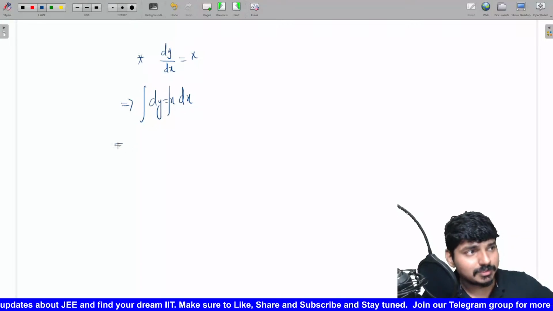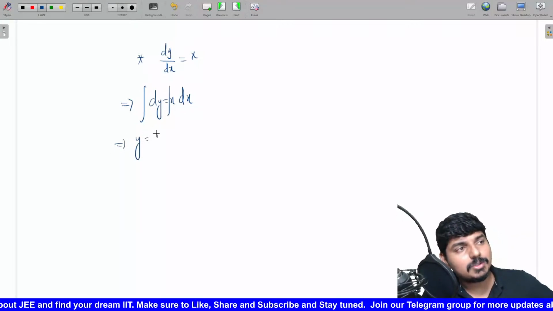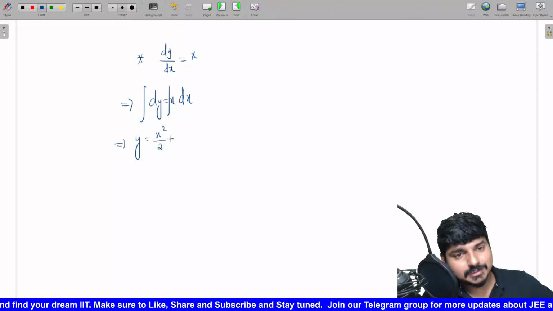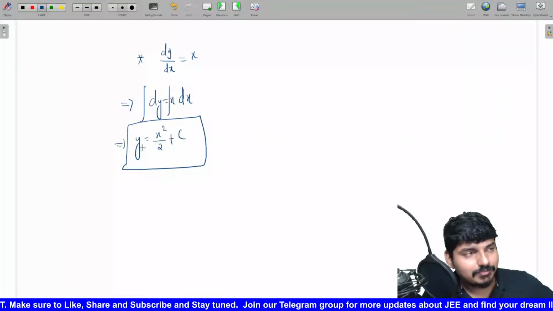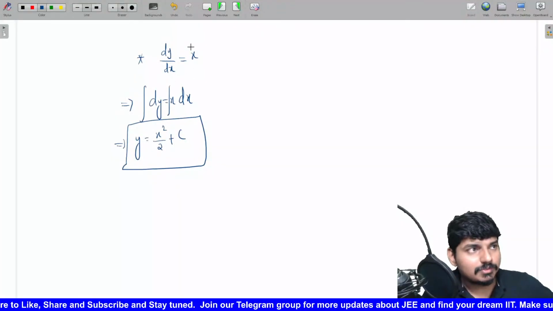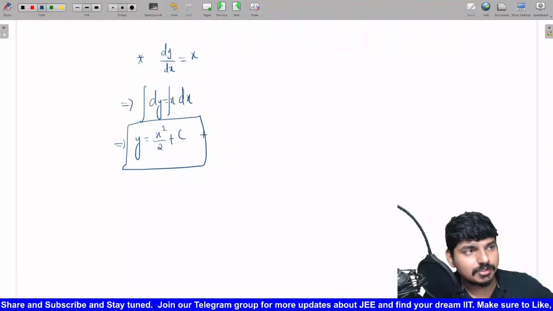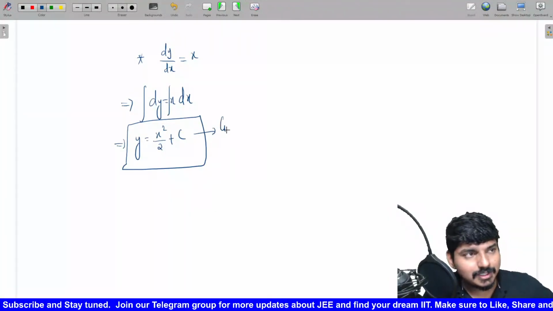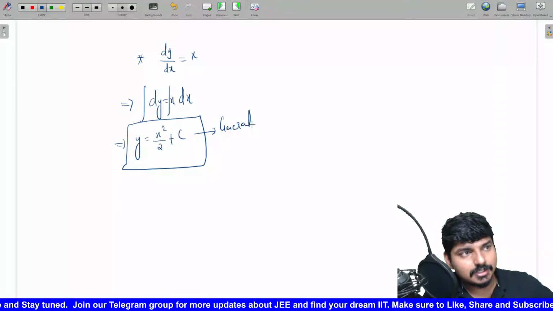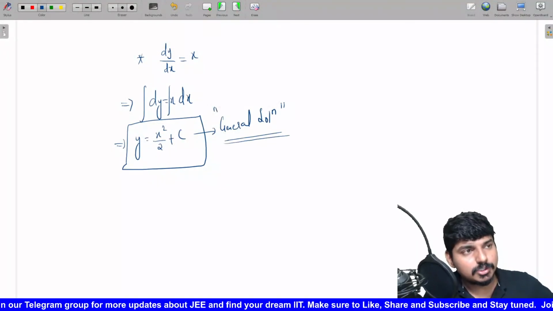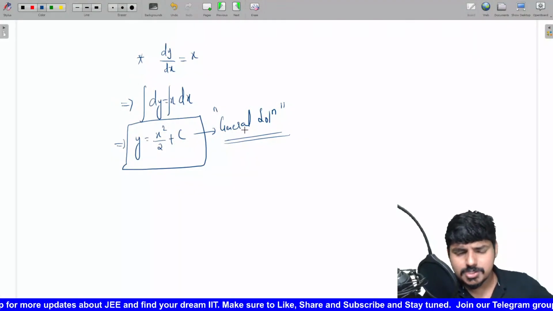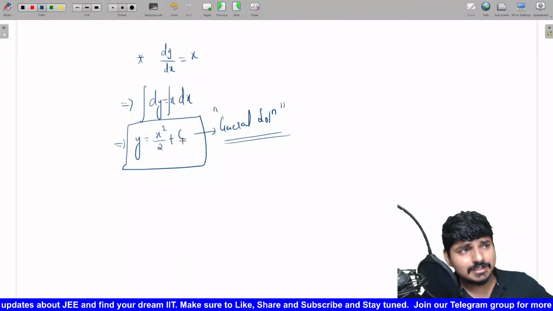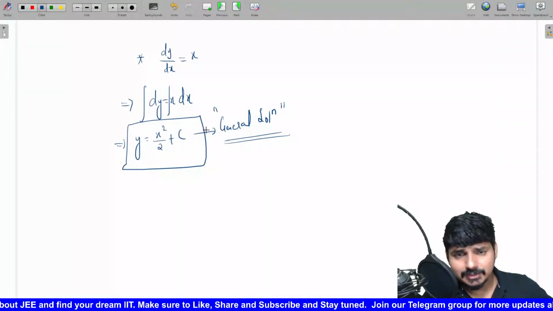If you integrate on both the sides, you end up getting y equal to x square by 2 plus c. Now whatever solution we got in this case, everyone, we got a function, a solution of this particular differential equation. This is going to indicate the general solution. Why do we call this a general solution, everyone? Because the c here is an arbitrary constant.